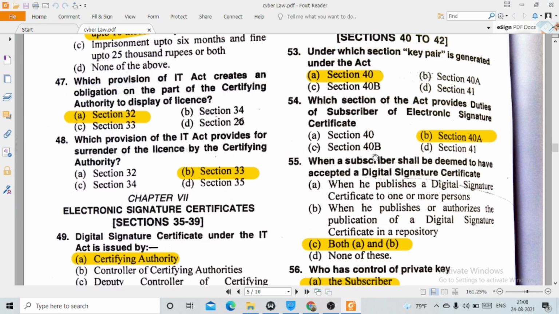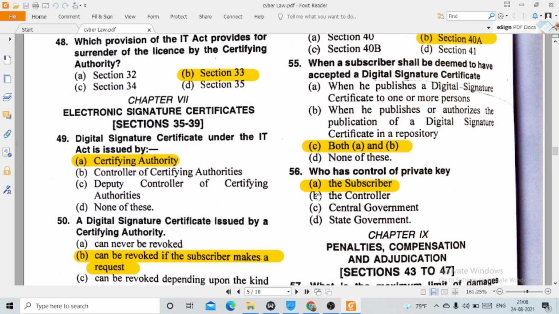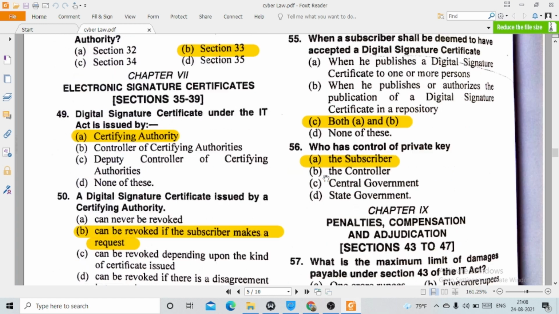Then 47. Which provision of the IT Act creates an obligation on the part of the certifying authority to display the license? It is option number A, section 32. 48. Which provision of the IT Act provides for surrender of the license by the certifying authority? Option number B, section 33. Now we will be dealing with questions relating to chapter 7, electronic signature certificate, sections 35 to 39.